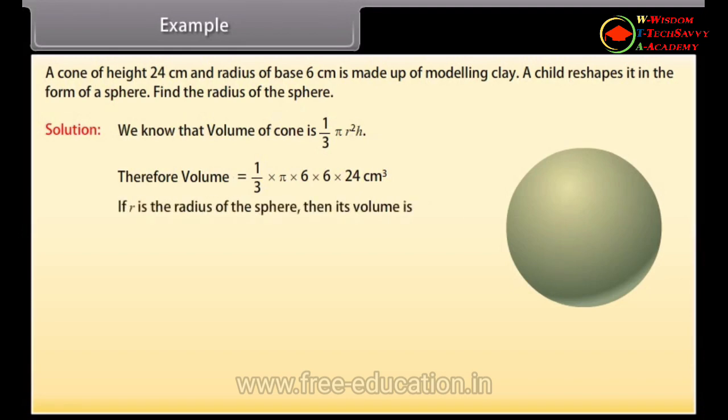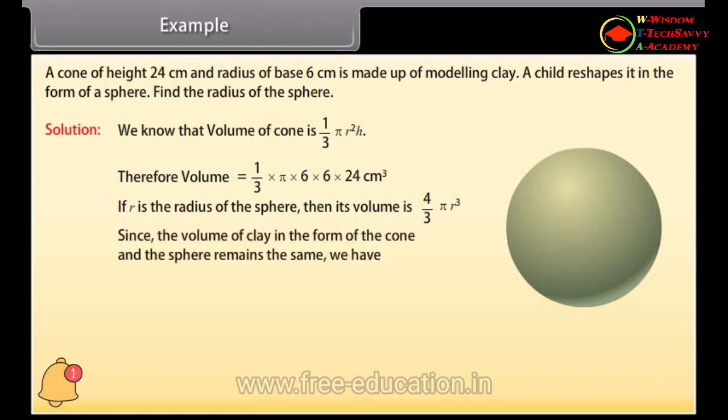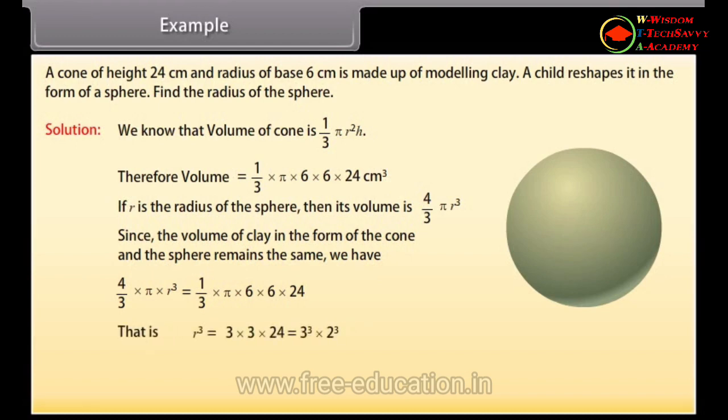If r is the radius of the sphere, then its volume is 4 upon 3 pi r cube. Since the volume of clay in the form of cone and the sphere remains the same, we have, that is, so r is equal to 3 into 2 is equal to 6. Therefore, the radius of the sphere is 6 centimeter.